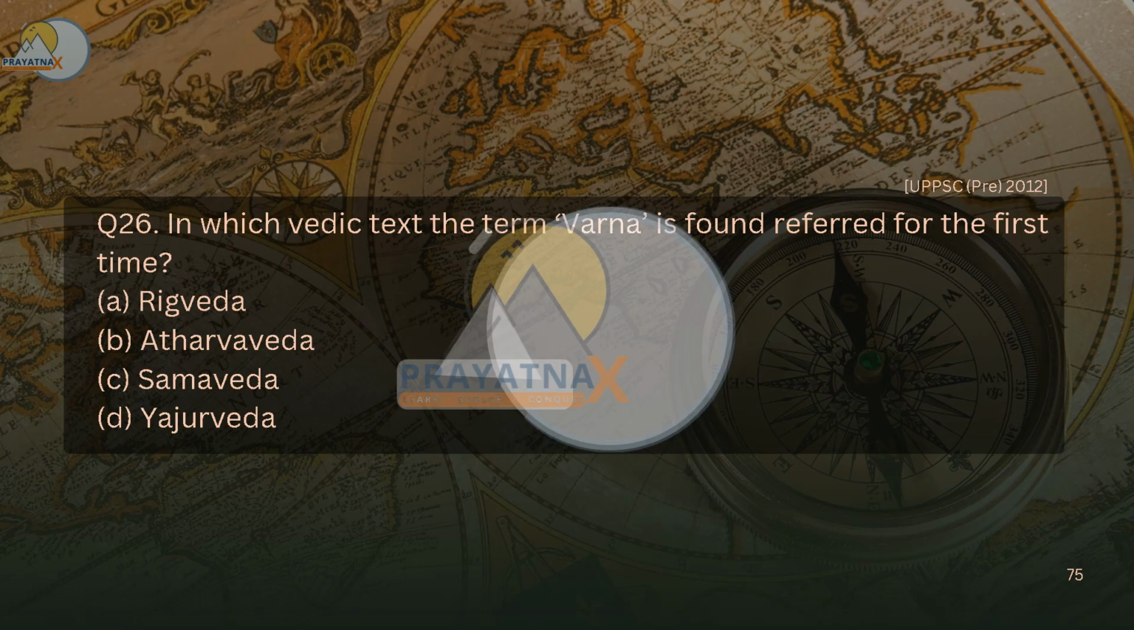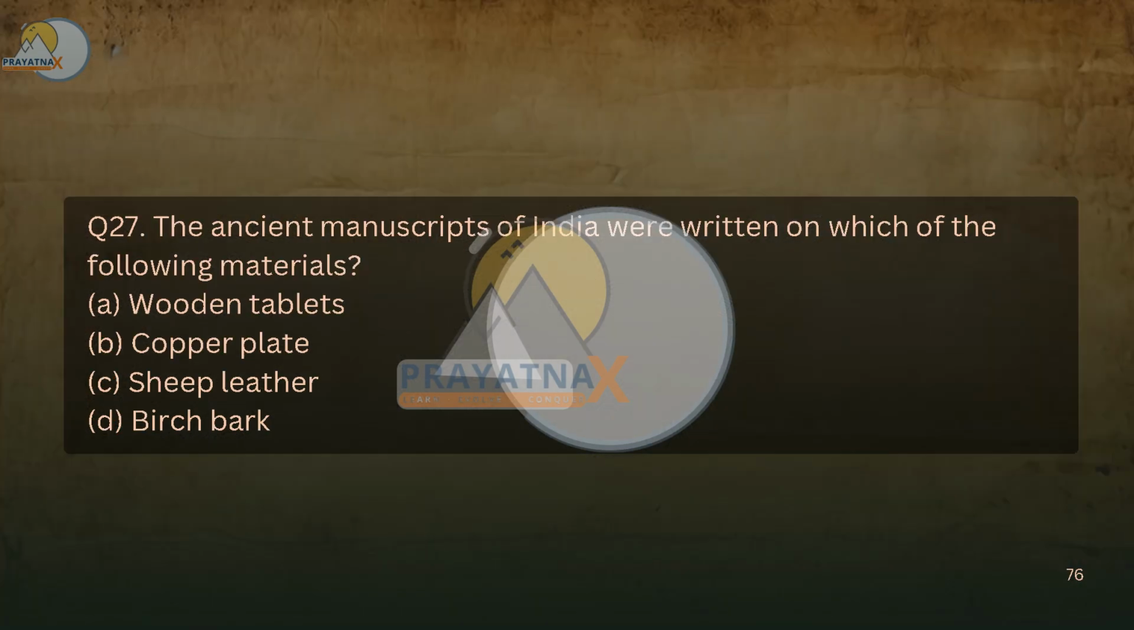In which Vedic text is the term Varna found, referred to for the first time? A. Rigveda, B. Atharvaveda, C. Samaveda, and D. Yajurveda. So obviously the correct answer for this would be Rigveda, as the Purusha Sukta hymn, which is found in the 10th mandala, mentions the term Varna for the first time. So Atharvaveda would obviously not be the correct option, neither Samaveda nor Yajurveda. Moving on to the next question.